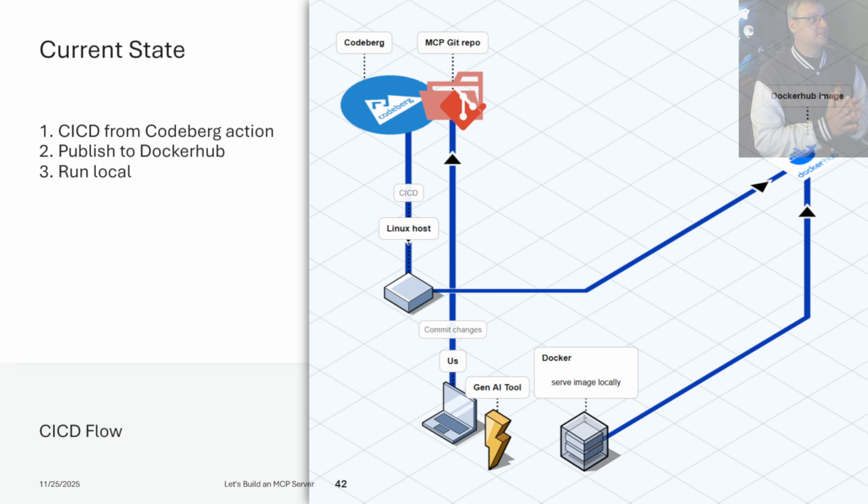So at this point, pause. What we got going on here is we have our Git repos in Codeberg, and as we can see here, our builds are on that Linux host and pushing up to Docker Hub, as well as my Harbor CR, and I can run them locally in Docker.